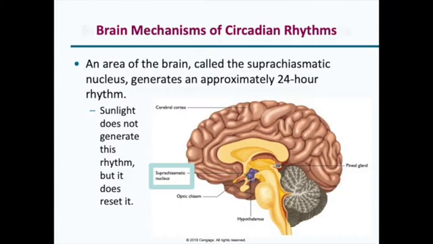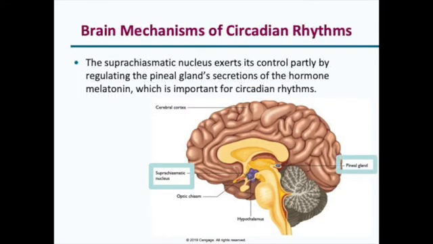Slide 22. Ordinarily, the human pineal gland starts releasing melatonin 2 or 3 hours before bedtime. Slide 23.